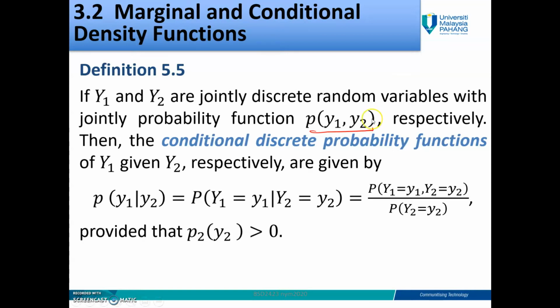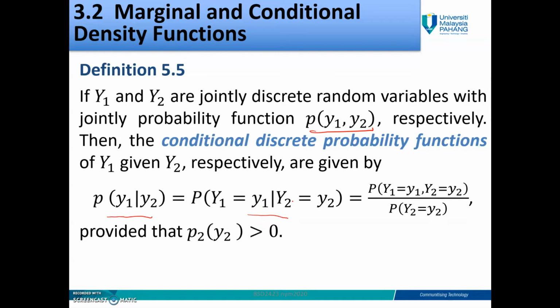If you remember, when you learned conditional distribution function or conditional probability, you have this notation: probability of y1 given y2. It is similar for the distribution function, the density distribution function for discrete. So y1 given y2, you can write it like this.